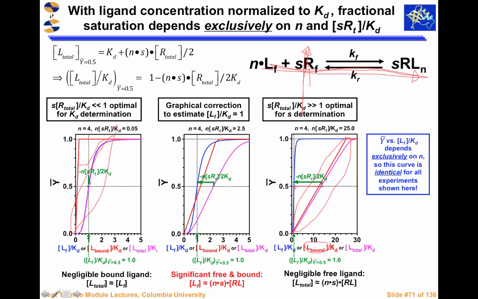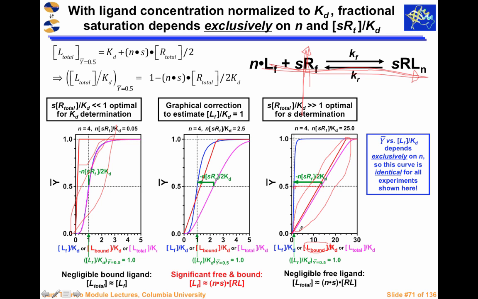What changes is the relative amount of bound ligand compared to free ligand in the course of the titration. If there's a tiny amount of receptor, there's a tiny amount of ligand bound. The total ligand curve more or less matches the free ligand curve. If there's a huge amount of receptor, the free ligand is insignificant, and the total ligand curve more or less just matches the bound ligand curve. Because y bar is a linear function of bound ligand, under this circumstance, the fractional saturation curve as a function of total ligand is basically a straight line, right? Because almost all the ligand is bound, and bound ligand is a linear function of fractional saturation, and vice versa.